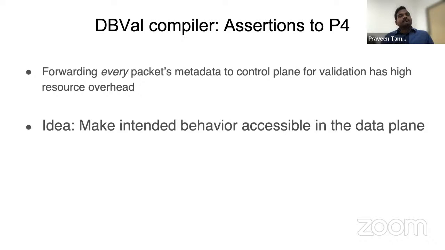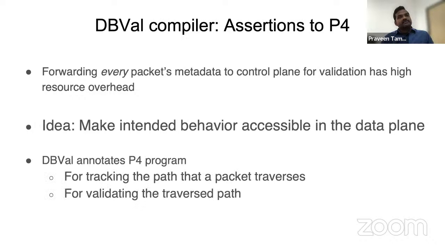So instead, to avoid such overhead, one idea is to make the expected or intended behavior accessible in the data plane. And for that, we translate these assertions into the data plane, and to capture the actual packet execution, or the path the packet has taken, we design a primitive that tracks the path the packet has taken, followed by validating the path the packet has taken and comparing with the expected behavior that is expressed as part of the assertions.